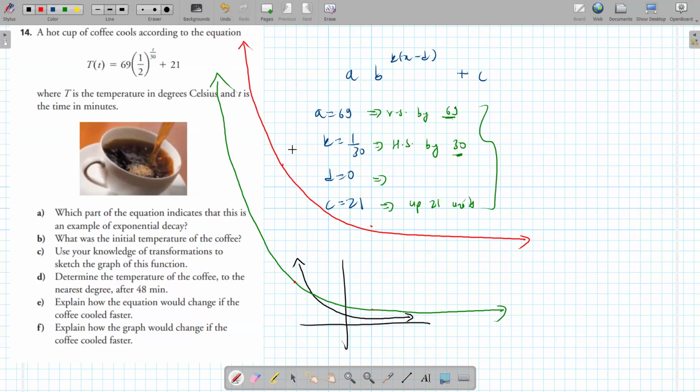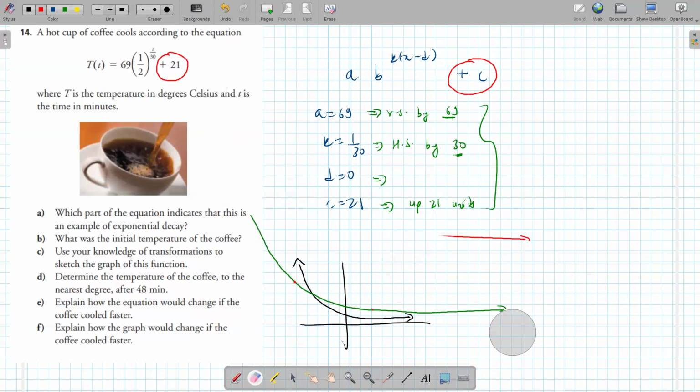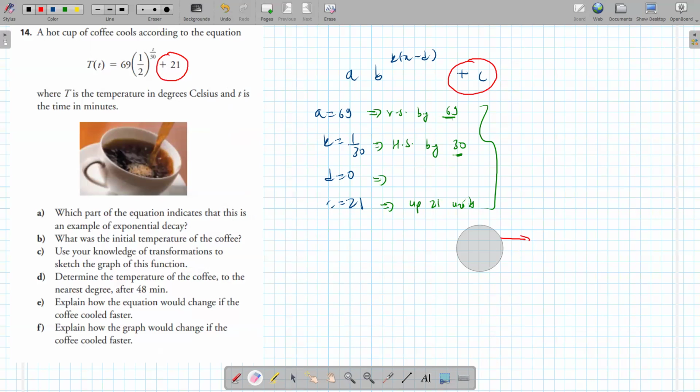The thing about exponential functions is that this is always going to be the horizontal asymptote. The c value is always the horizontal asymptote. So for this sketch, the y value will never be less than 21 degrees. So it'll look something like this, but it'll never cross 21. There's always a horizontal asymptote. Cool?